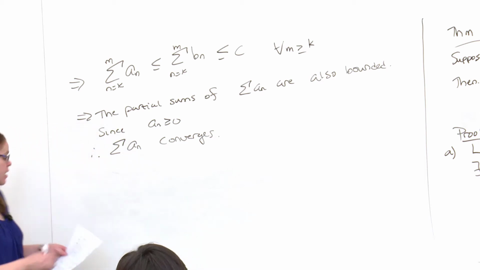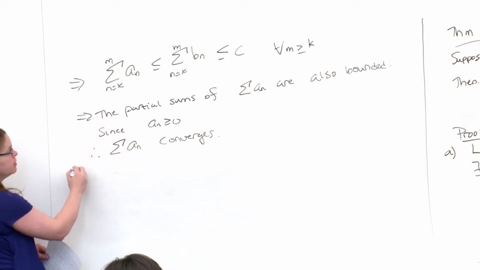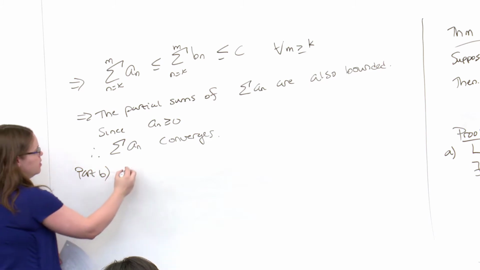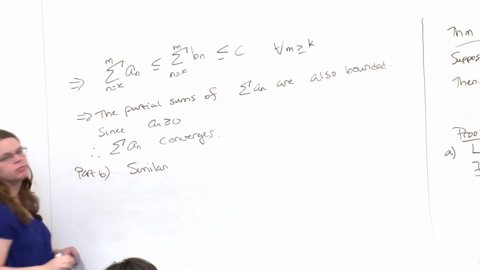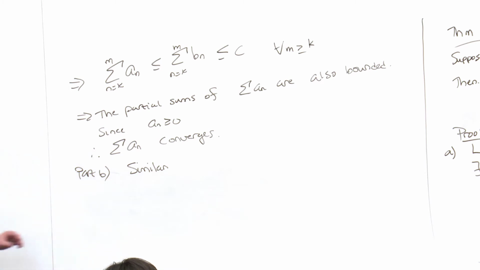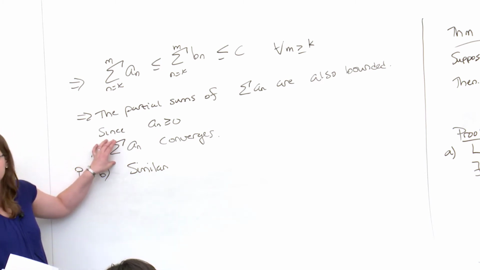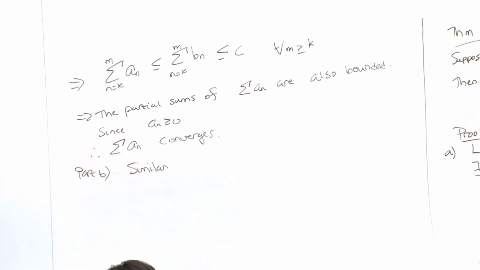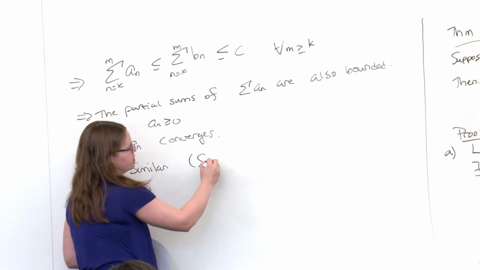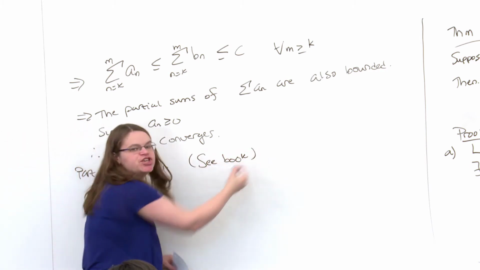Okay, part B, I won't write out part B. Part B is very similar, right? You show that the partial sums of an are unbounded, and therefore the partial sums of bn are unbounded, and therefore we diverge to infinity. So similar, it should be in the book, and I just said it in words.